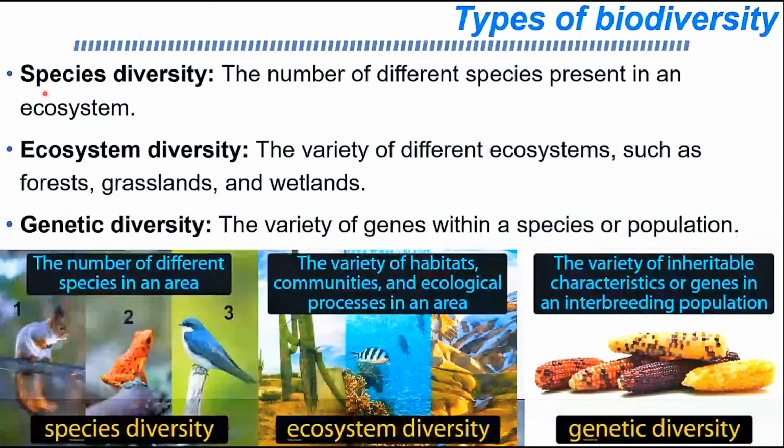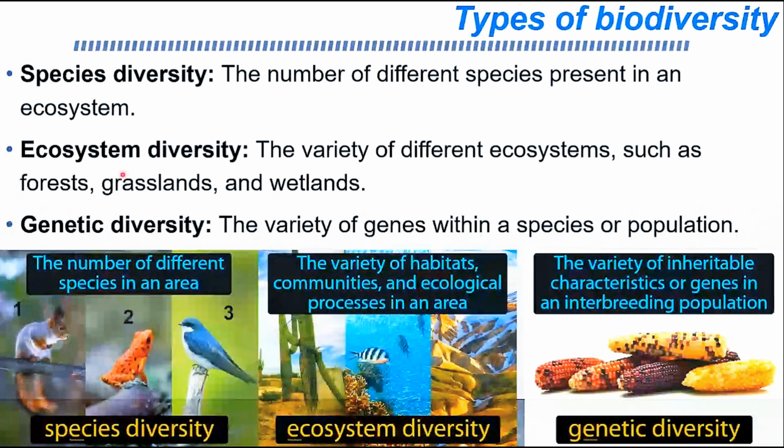The first one is species diversity, where we look at the different kinds of species that are present in a given ecosystem, like species 1, species 2, species 3. We call this the species diversity, right? And it is the number of different species present in a given ecosystem. For example, if I'm talking about an aquatic ecosystem, the number of zooplankton, the number of fishes present in that aquatic ecosystem constitutes its species diversity.